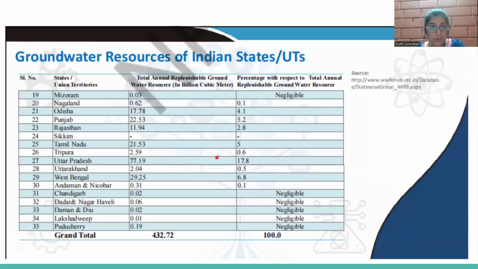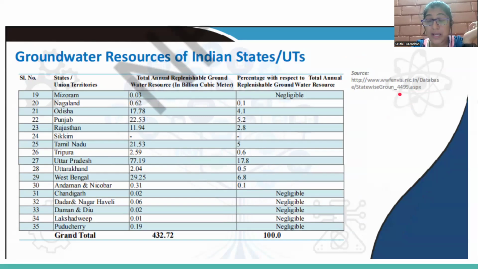So let's see how much water is there in Punjab. It has 22.53, while Uttar Pradesh has the highest amount at 77.19 billion cubic meters of groundwater. So most of you had given that answer, which is the right answer. Uttar Pradesh has got the highest amount of groundwater.